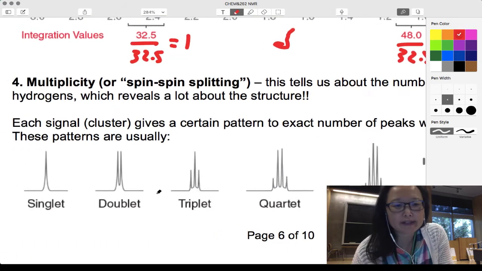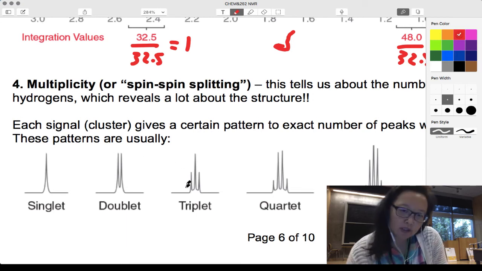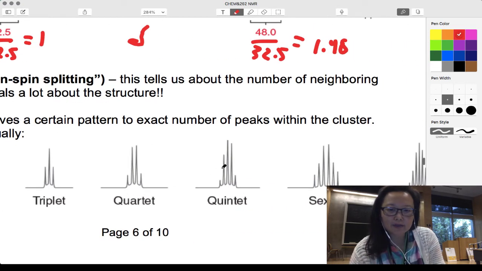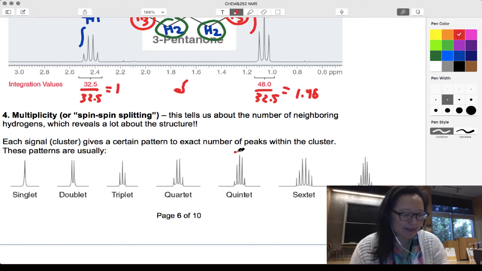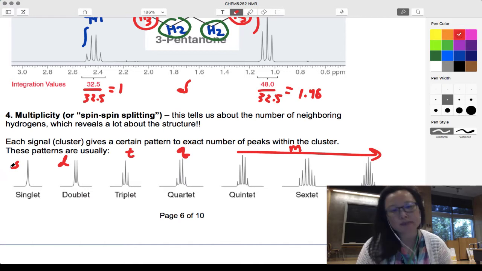Now these are the patterns that we usually see: singlet, doublet, where they're equal lengths or heights; triplet, where we have a short, long, short; quartet, short, long, long, short; quintet, short, long, longer, long, short. Anyway, you get the point. There are so many peaks at this point that we just call it a multiplet, just an M for multiplet. So Q will be quartet, T will be triplet, D will be doublet, S will be singlet.